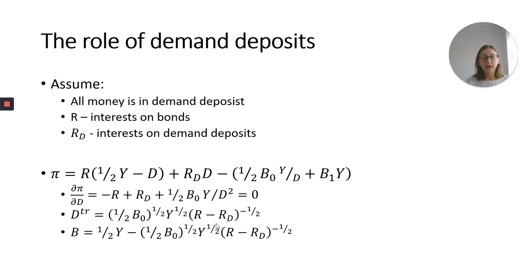What does it say? It says that if the difference between the interest rate on bonds and the interest rate on demand deposits is very small, then people would simply keep more money in demand deposits. In order for people to transfer more money into bonds, into financial assets, the interest rate on bonds should be way higher than the interest rate on deposits.